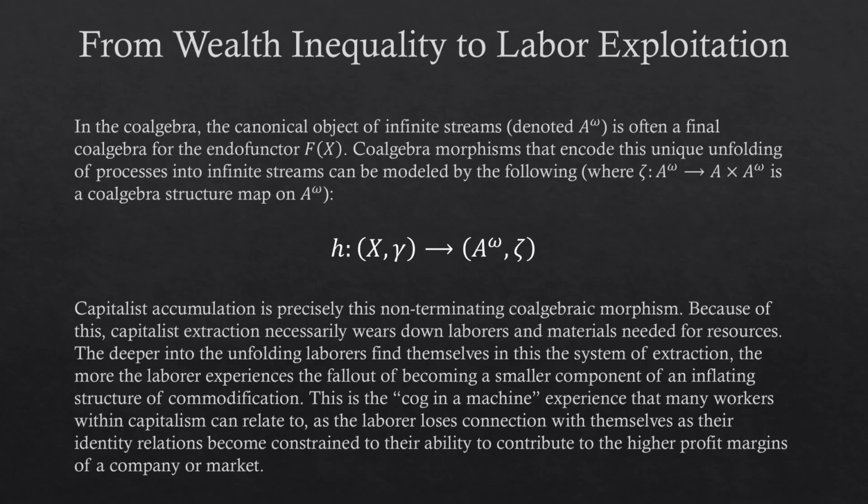Because of this, capitalist extraction necessarily wears down laborers and materials needed for resources. The deeper into the unfolding laborers find themselves in this system of extraction, the more the laborer experiences the fallout of becoming a smaller component of an inflating structure of commodification. This is the cog in a machine experience that many workers within capitalism can relate to, as the laborer loses connection with themselves, as their identity relations become constrained to their ability to contribute to the higher profit margins of a company or market that dominates them.